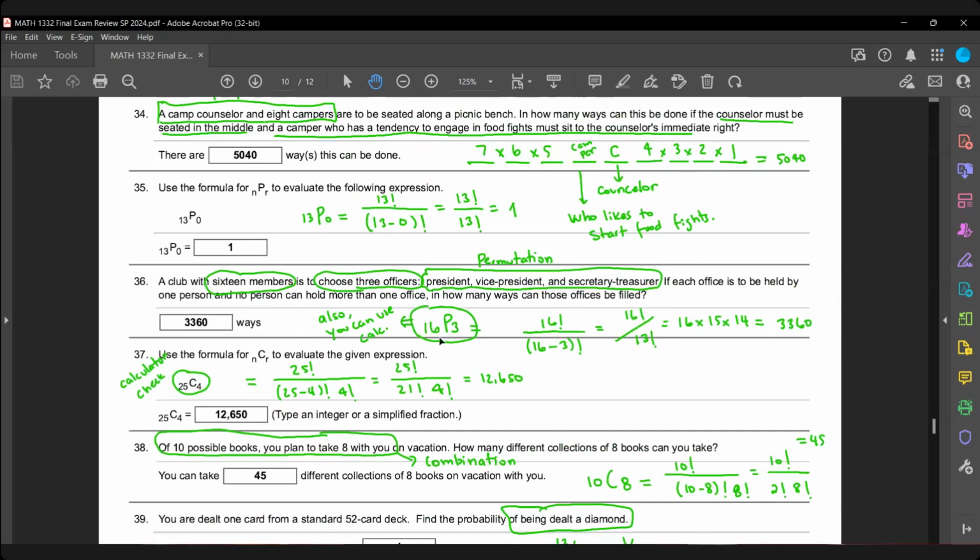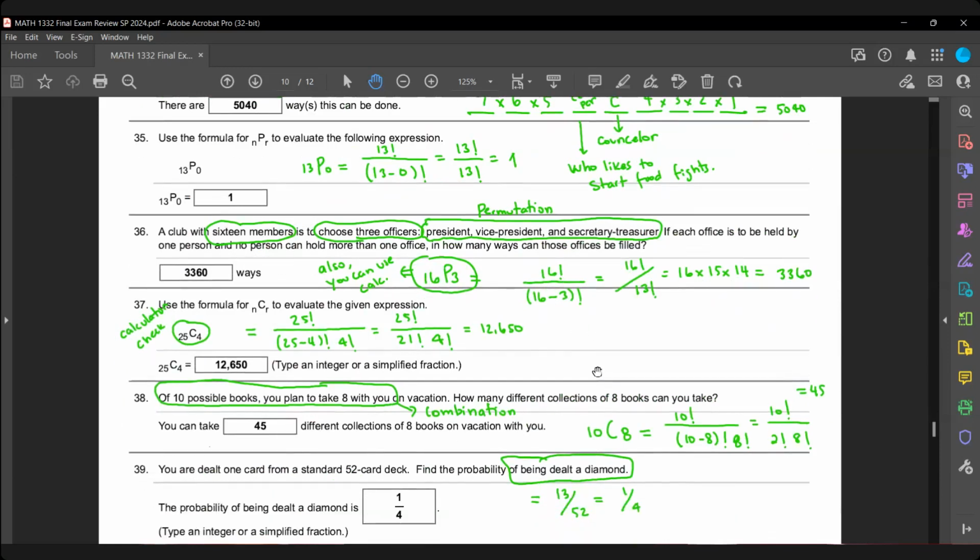This number can be evaluated using the calculator. Here is the math behind it: 16 factorial divided by 16 minus 3 factorial, which gives this number, 3360.